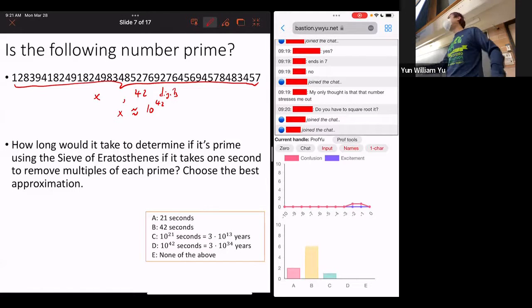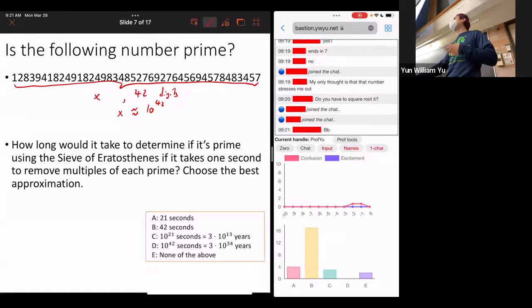Would it take, how much is 10 to the 34? Quintillion, sextillion, septillion, octillion, decillion, undecillion, something like 3,000 undecillion. I forget my Greek prefixes, but okay, so people seem to think that this would be pretty quick if it takes 1 second to remove each multiple of each prime. That is not actually the case.